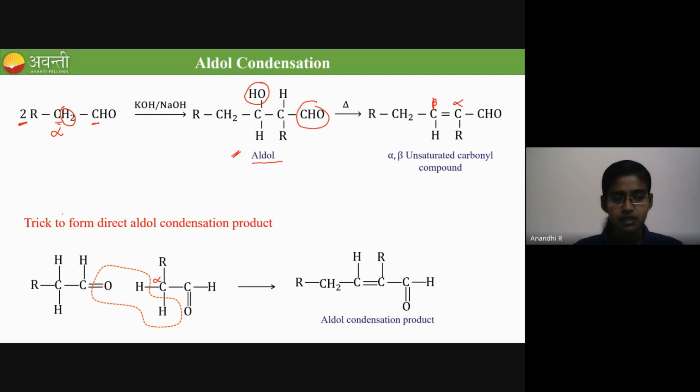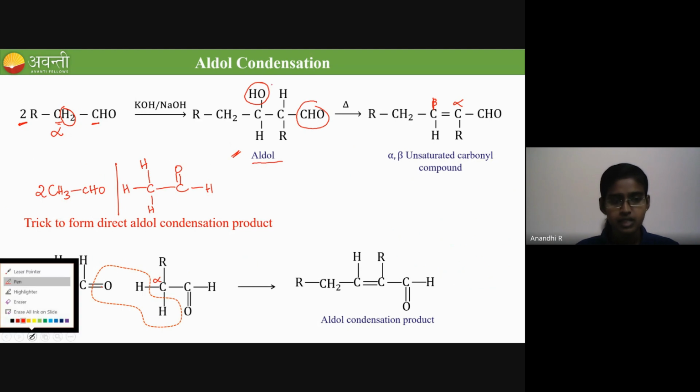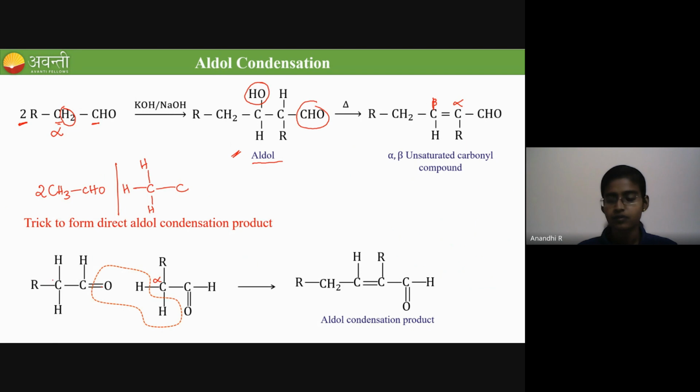Or I'll give you an example. Let us take this aldehyde as CH3CHO. So we are going to take 2 moles of CH3CHO. What is the product we get from this? Let me draw the 2 structures separately. It is CH3 and C double bond O and H. This is the first mole of CH3CHO, and this is the second mole, that is CH3 C double bond O H. This is the second mole of acetaldehyde.